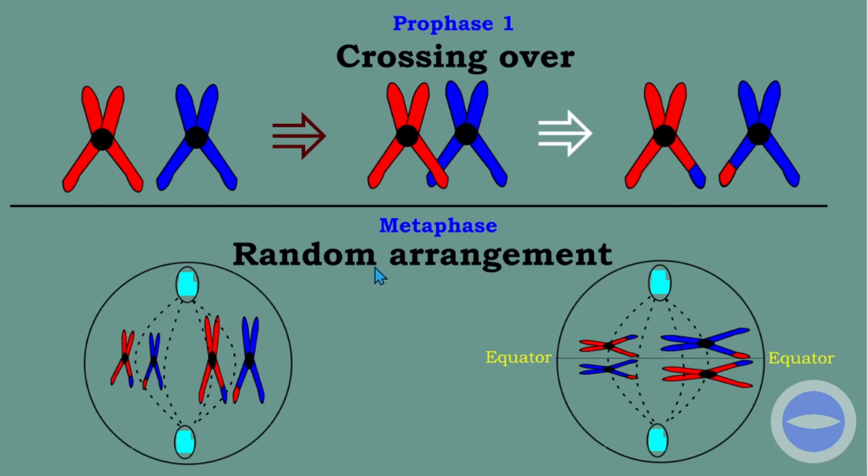And another thing that increases this variation is the random arrangement. Random arrangement takes place during metaphase 1 and metaphase 2. In simple form, random arrangement is when these chromosomes are lining up at the equator. Equator is the middle part of the sphere. So these chromosomes might line up anywhere. There is no formula that tells which chromosome should lie on which side.